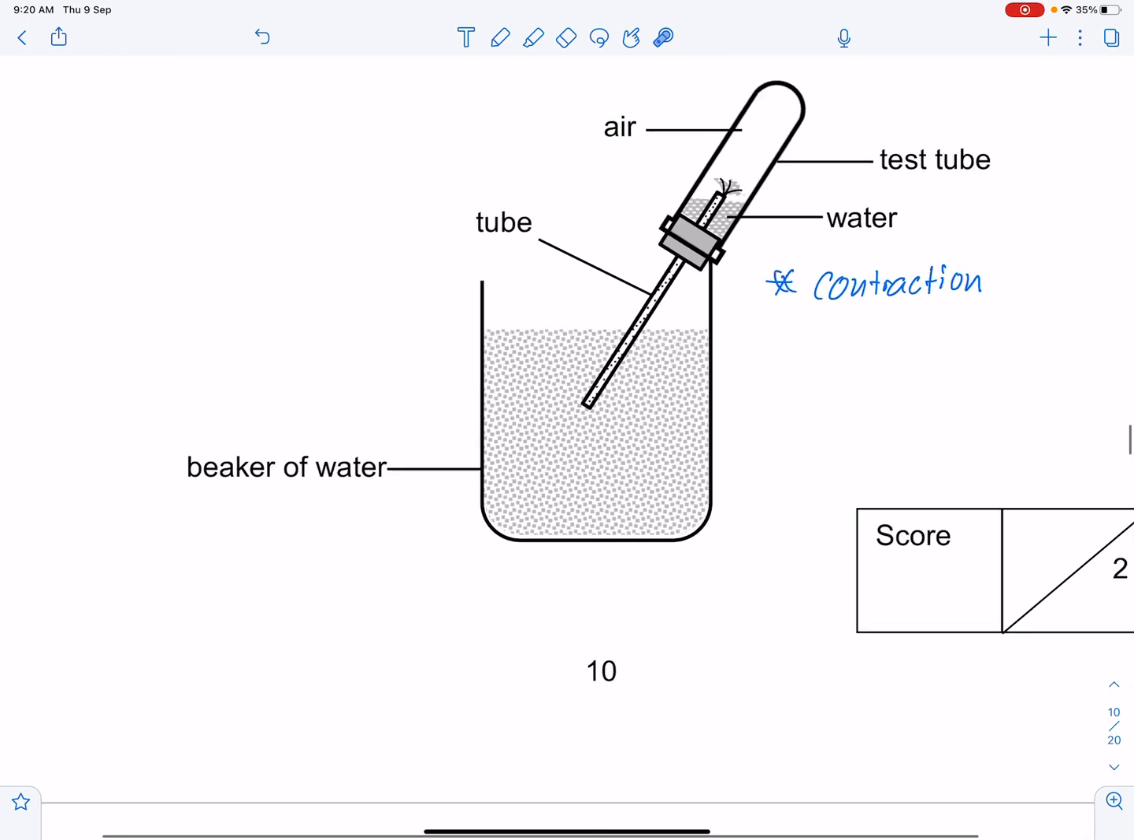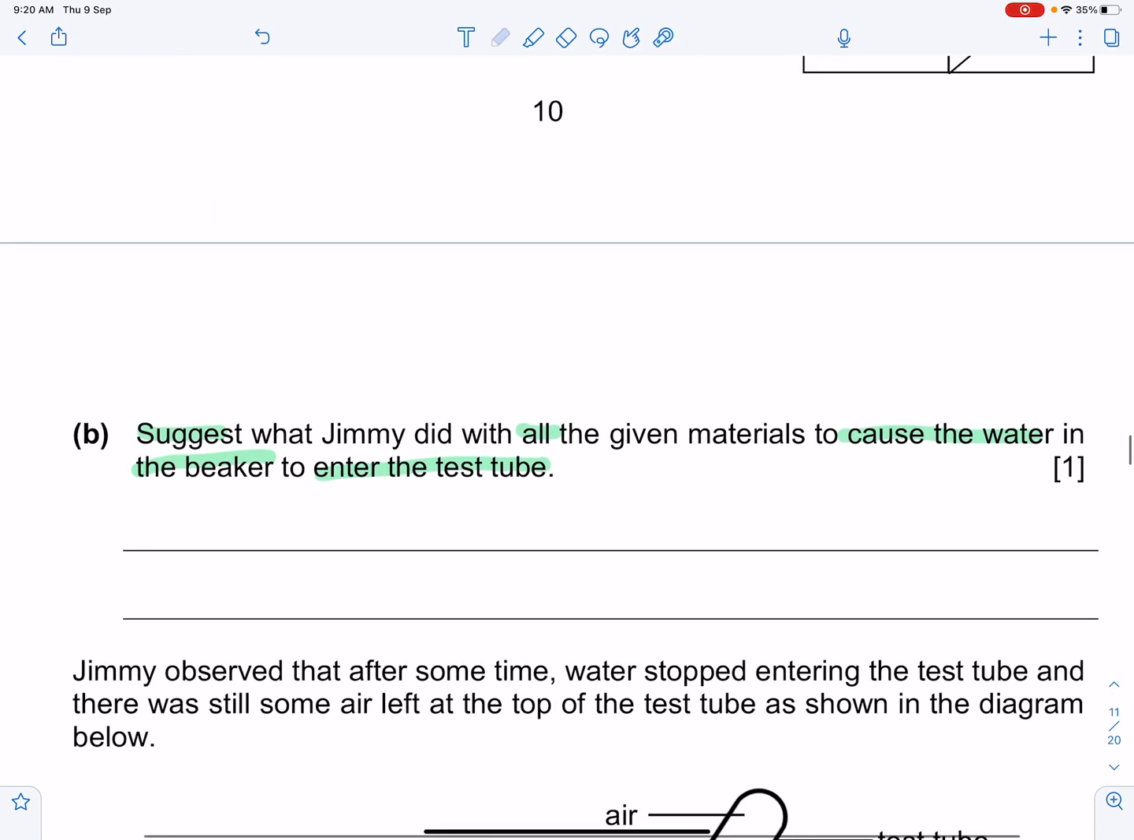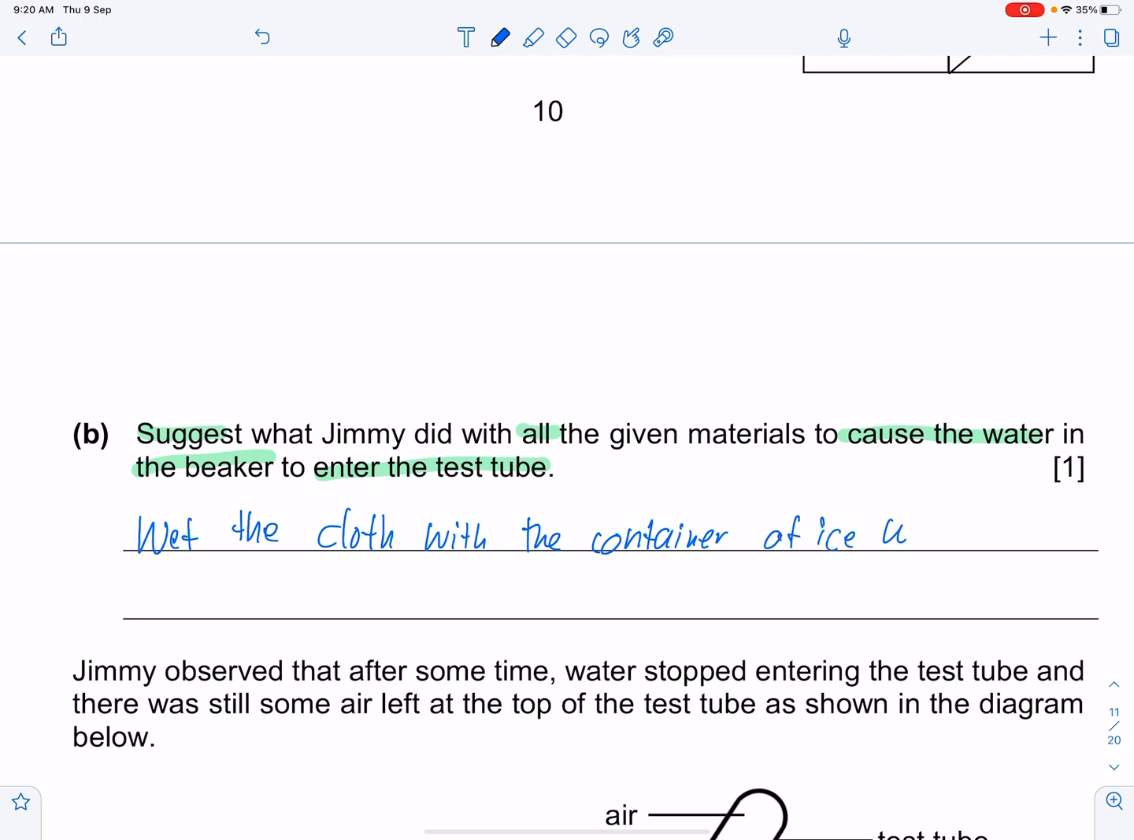So what can you do? You would need to wet the cloth with the container of ice water and wrap the test tube with it. That is what you need to do.